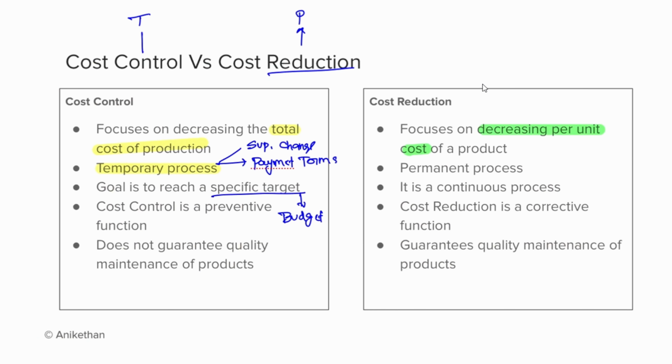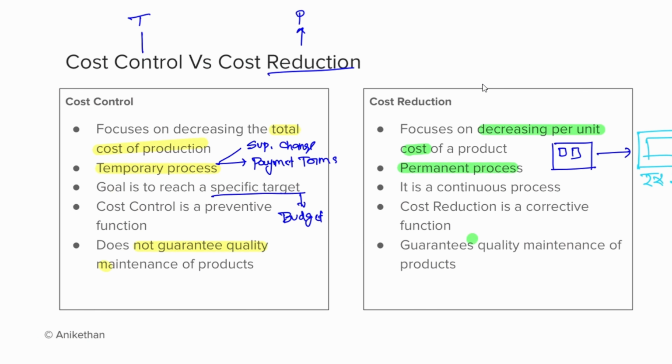Cost control does not guarantee quality. They may achieve quality, but it does not guarantee. When it comes to cost reduction, it is a permanent process. Why? Earlier you had made a product, and now you have changed that product in its shape, size, and material. Because of this, the cost has gone down. So that's a permanent process.